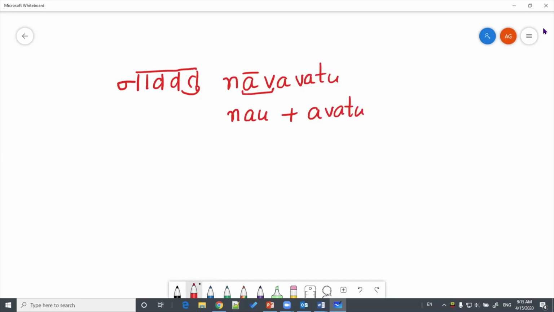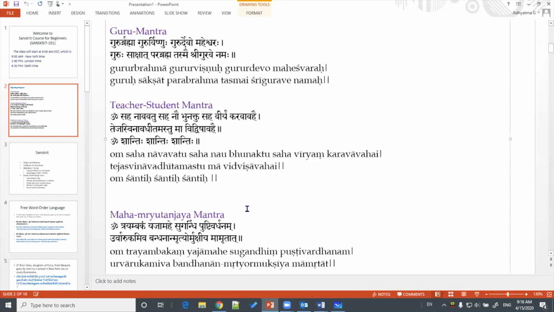Somebody asked, can I also split this long akara as two short a's, for example, na avavatu? This doesn't make sense here. First of all, avavatu is not a word, and second, as I said, when you split a sandhi, the component words have to make sense. So nau means both of us, and avatu is a verb form which we have not studied yet. It actually means may he protect us. So we are praying to God here, may he protect both of us. Nau means both of us, that means guru and disciple, teacher and student.